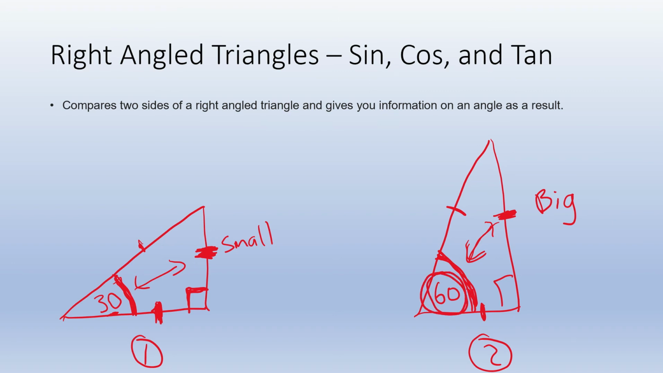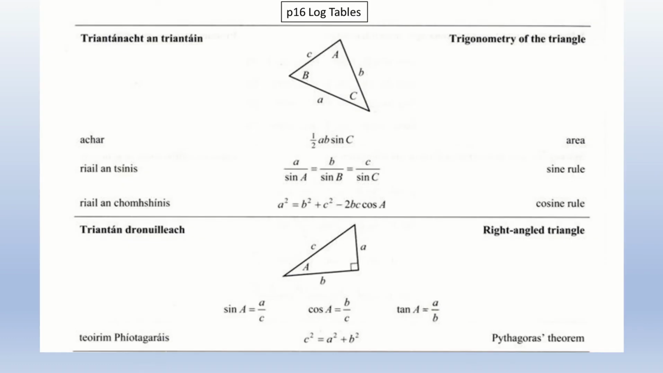Okay, page 16 in your log tables, you might remember that from Pythagoras Theorem, the video I did a little while ago. I'll just start from the start again. Page 16, your log tables, you notice that the top half of your page talks about a triangle where you're not told that any of the angles are right angles. So remember, for your junior cert, you're only dealing with right angle triangles in trigonometry.